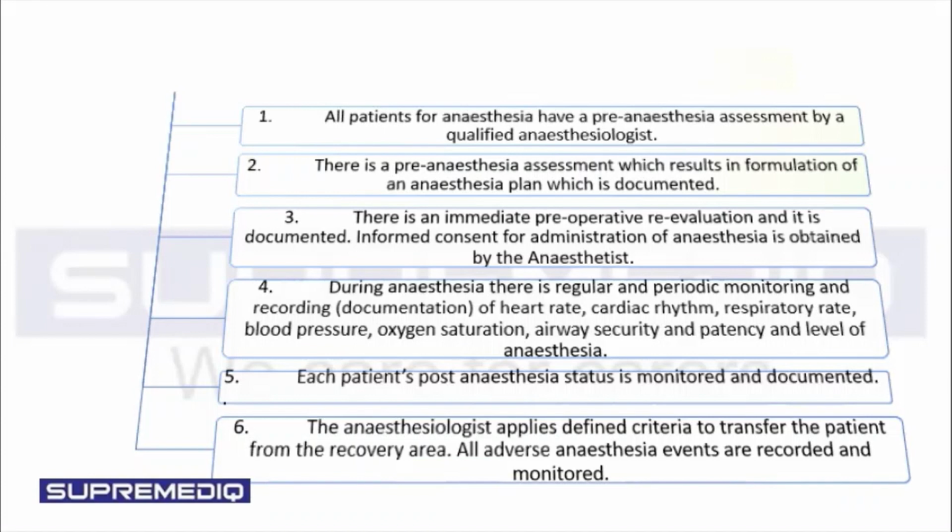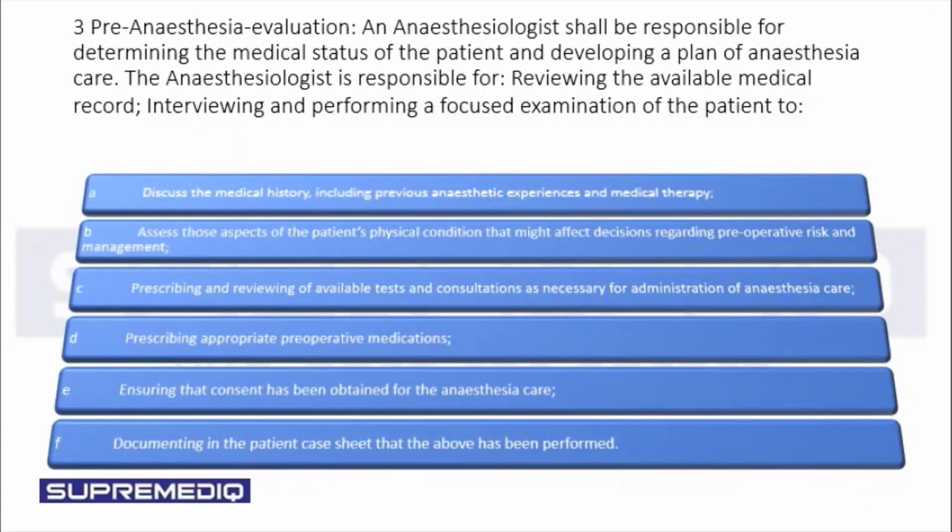4. During anesthesia there is regular and periodic monitoring and recording, documentation, of heart rate, cardiac rhythm, respiratory rate, blood pressure, oxygen saturation, airway security and patency and level of anesthesia. 5. Each patient's post-anesthesia status is monitored and documented. 6. The anesthesiologist applies defined criteria to transfer the patient from the recovery area. All adverse anesthesia events are recorded and monitored.